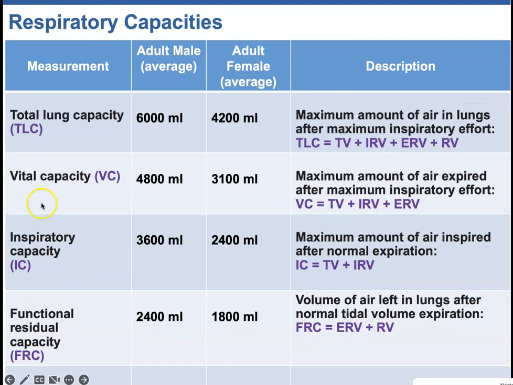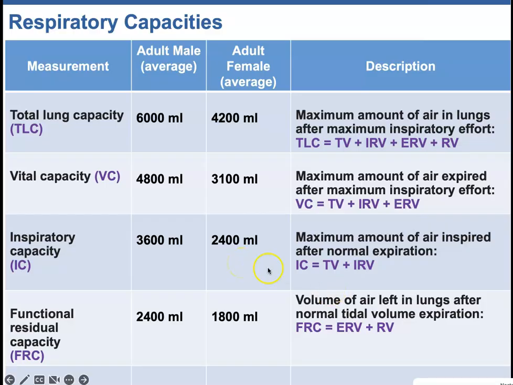So when you look at what these volumes are, we can then put them together in capacities. So your total lung capacity is all your volumes added together. Your tidal volume, your inspiratory reserve volume, your expiratory reserve volume, and the residual volume, which is the air left in the lungs after a maximum exhale. You always have air left behind. You can't get rid of 100% of your air. Then your vital capacity, which is what you can measure with these little spirometers, is your tidal volume plus your inspiratory reserve volume, so how much you inhale after a normal inhalation, and your expiratory reserve volume, which is how much you exhale after a normal exhalation.